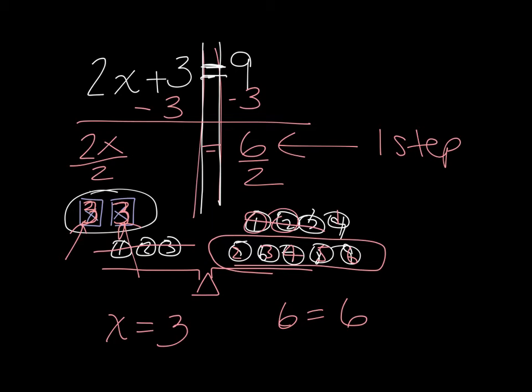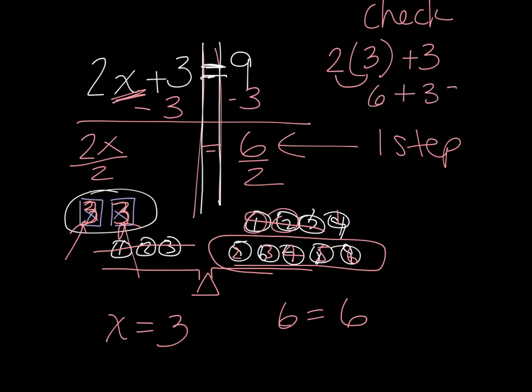Now, of course, I'm going to ask you to check it. Okay? So if x equals 3, we have 2, and wherever there's x, we put 3 in for it. And that better equal 9. So 2 times 3 is 6, plus 3 does equal 9. We're good to go. You should never get these wrong, because you're checking your answer, right?